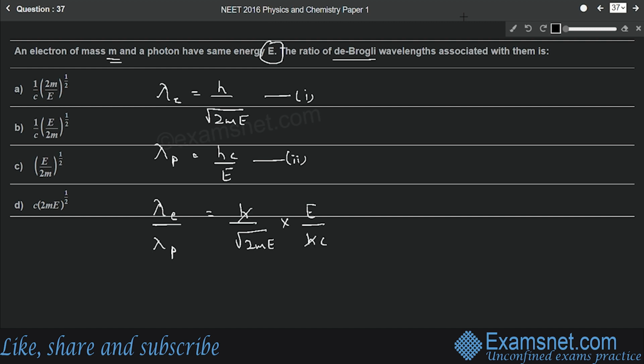h will be cancelled. So 1 by c, and then this root E will cancel 1 root E. So here root E will be left. So this will be equal to under root E by 2m. And this under root can be written as power of half. Okay. So 1 by c (E by 2m) to the power half. This will be the answer. So in option number B we have this, right? 1 by c (E by 2m) to the power half. So option B will be the correct answer.